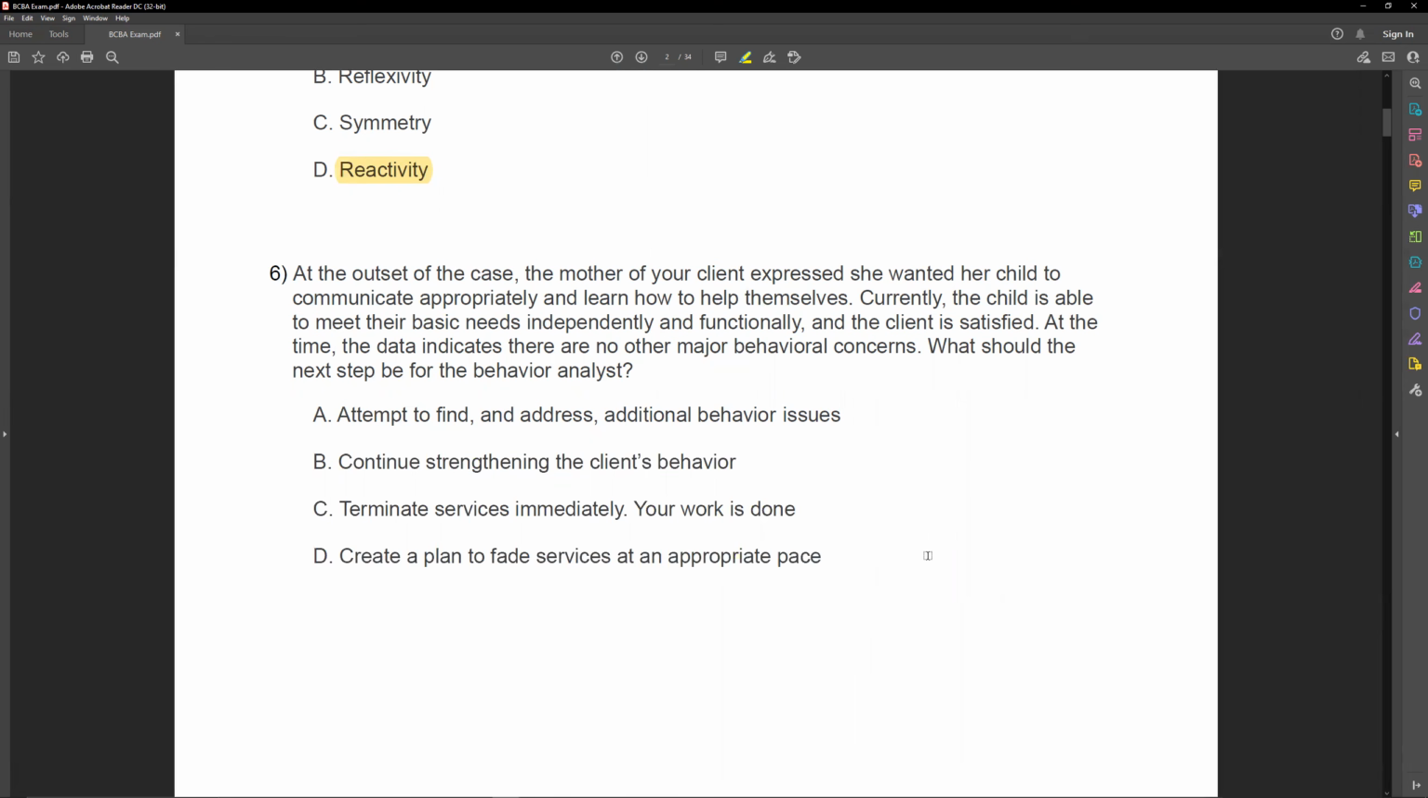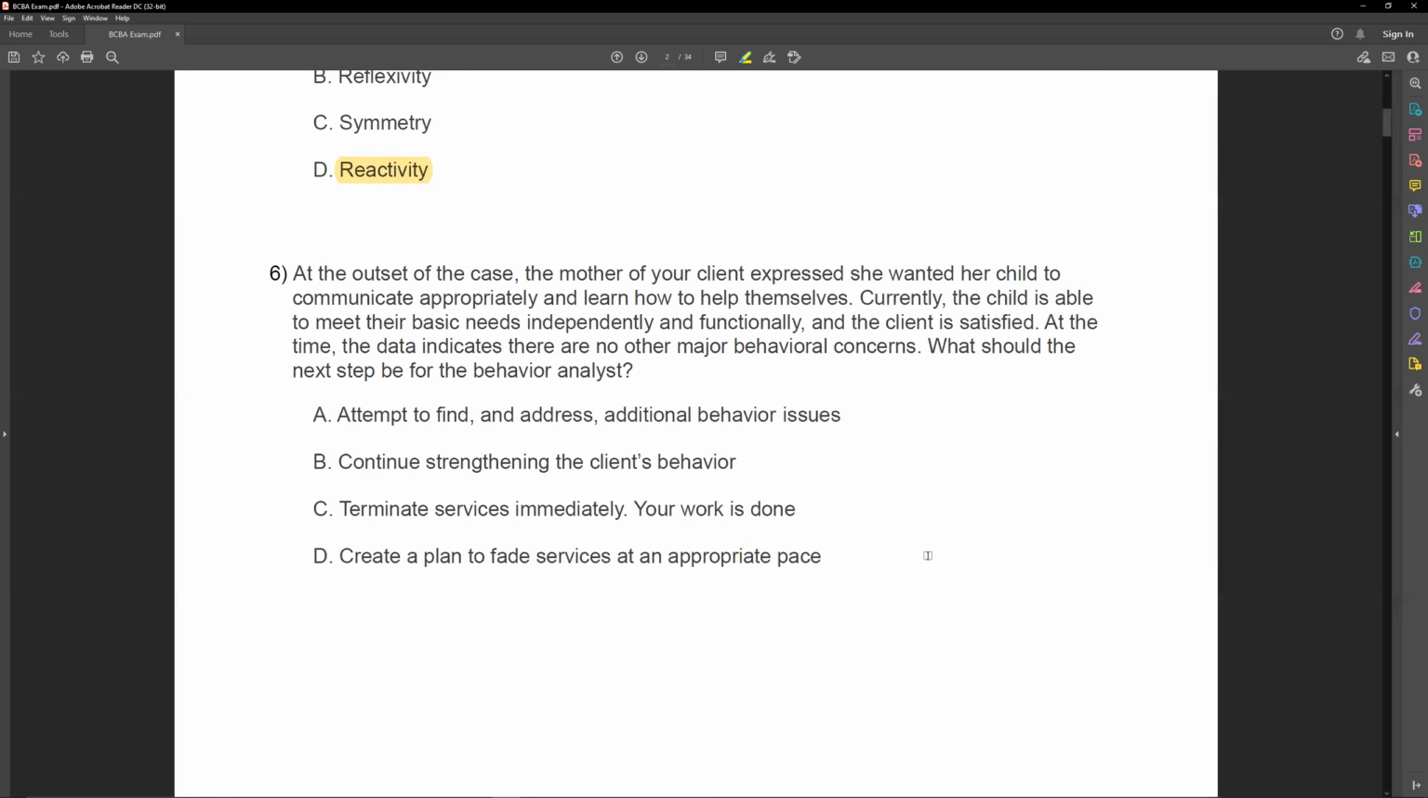What is the question asking, okay? That's where you want to start on the BCBA exam. What is this question really saying? What is it asking? Well, it's saying that we've accomplished our goal, okay? The client is independent, she's meeting needs, okay? We've accomplished all our goals, and there's really nothing else to address. So what do we do next? Okay, what do we do next as behavior analysts when we've accomplished what we set out to do, and there's nothing really else left to tackle?